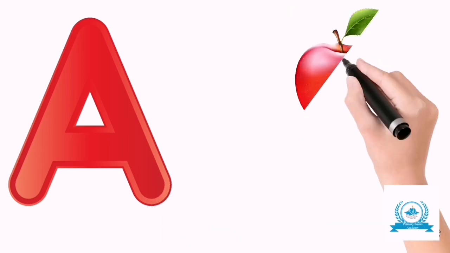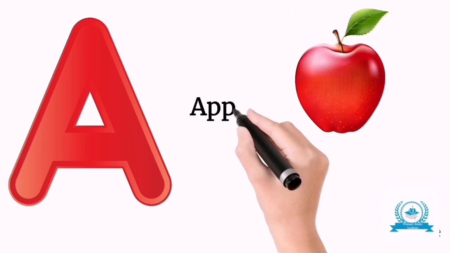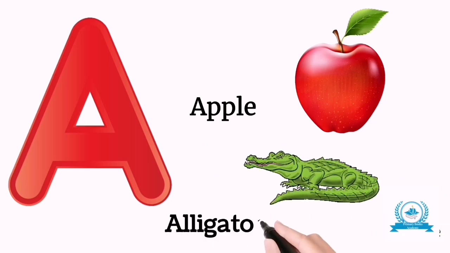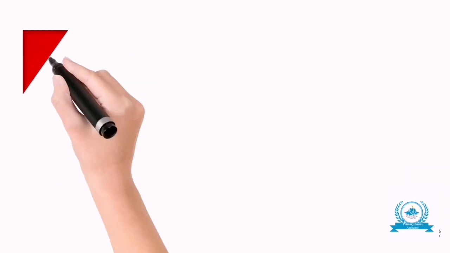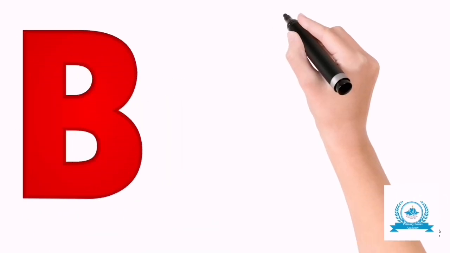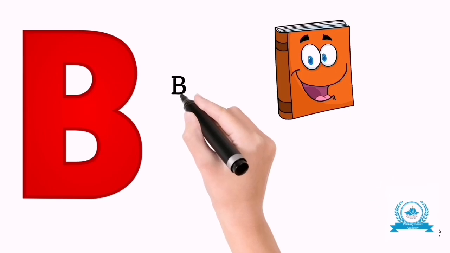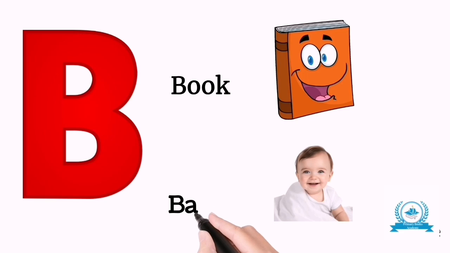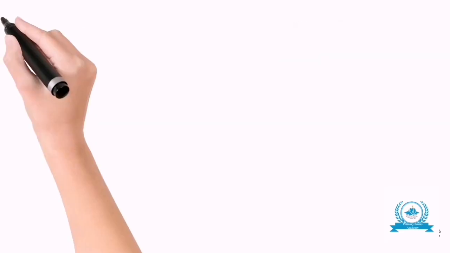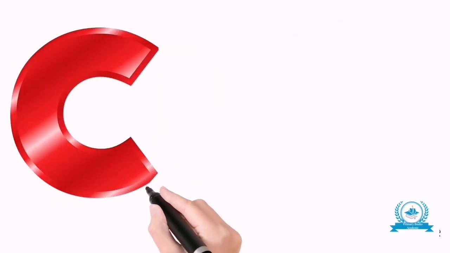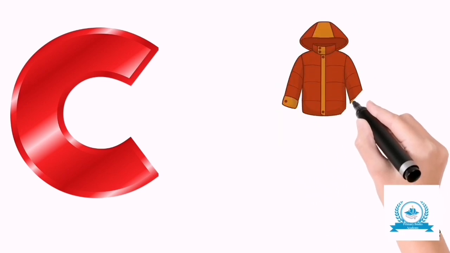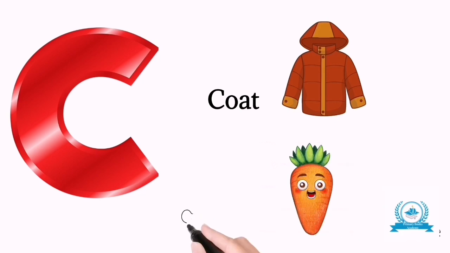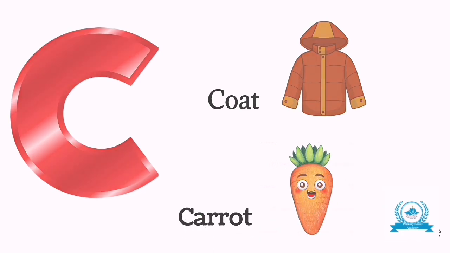A for apple. A for alligator. B for book. B for baby. C for goat. C for carrot.